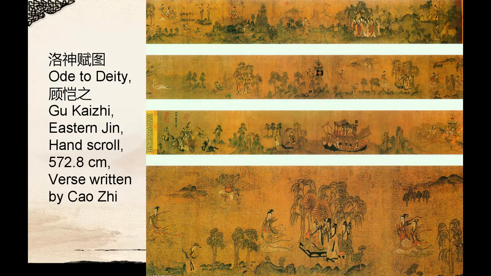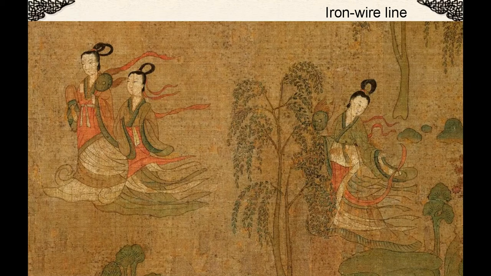The verse Ode to the Deity of the River was written by Cao Zhi, a famous literary figure, depicting the love story between the scholar and the goddess of the river, vividly expressing feelings and sentiments. Iron wire line drawing was used. The painting is poetic and sentimental, full of artistic conception, making the form show the spirit.